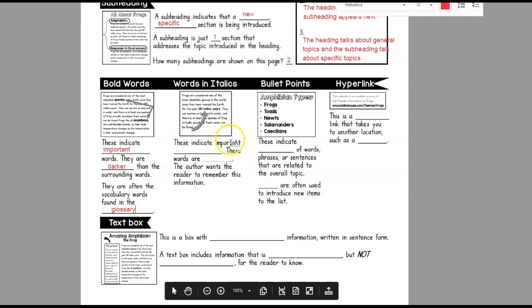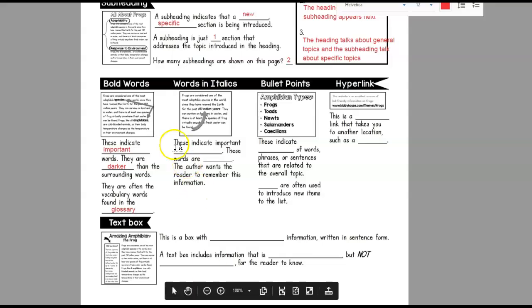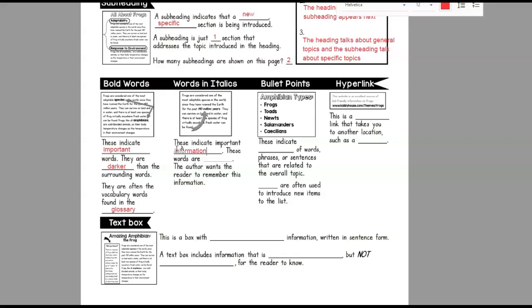Okay, these indicate important, what did I say those were? Important information. Let's go back and type in information. These words are slanted. Ooh, I'm not very good on there. There we go. Slanted. The author wants the reader to remember this information. Okay, next we're on to bullet points.